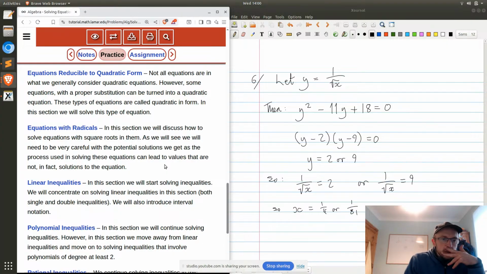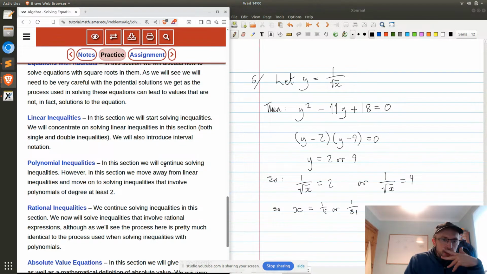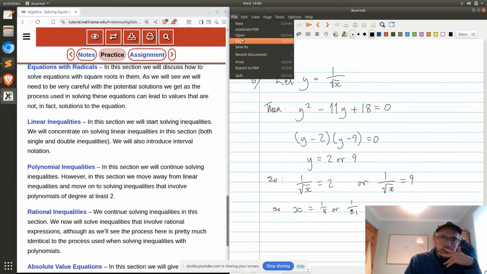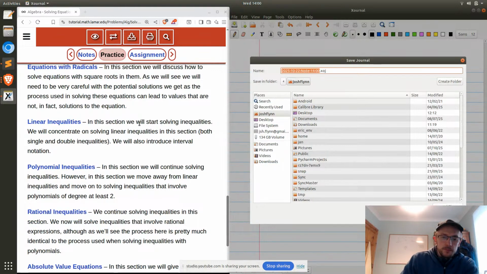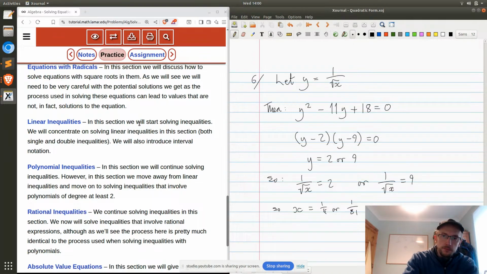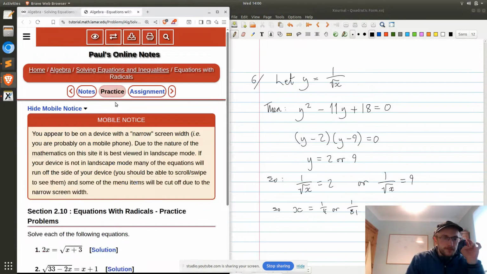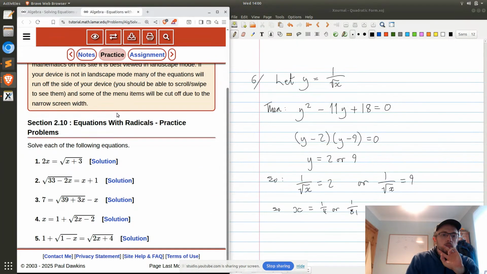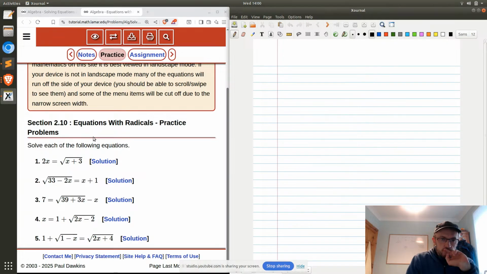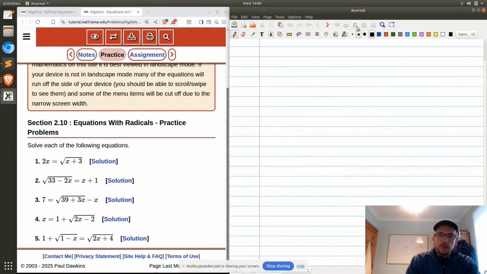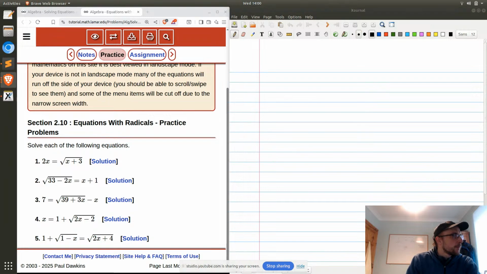Okay, so who's coming next? Equations with radicals. Let's see. Okay, I'm very interested in you. Very interested. Time to solve. Equations with radicals, huh?